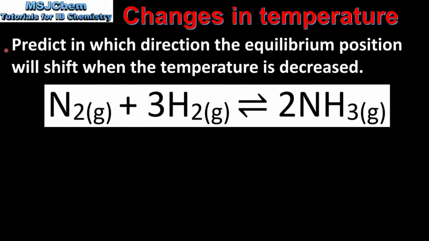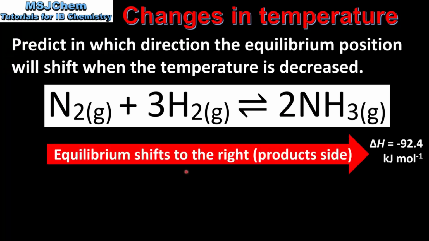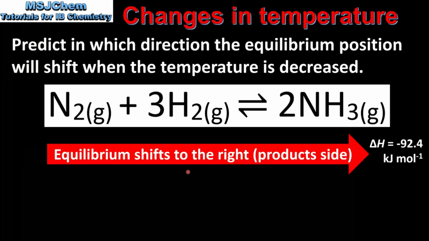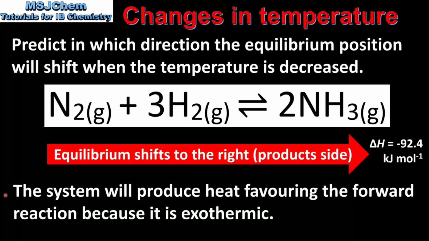Next, we'll predict in which direction the equilibrium position will shift when the temperature is decreased. So when the temperature is decreased, the equilibrium position will shift to the right, which is the product side. The reason for this is that the system will produce heat, favoring the forward reaction, because it is exothermic. When the temperature is decreased, the equilibrium position will shift in the exothermic direction, which is to the right.